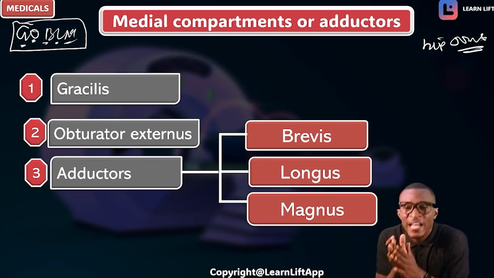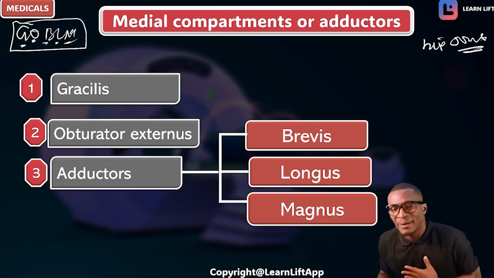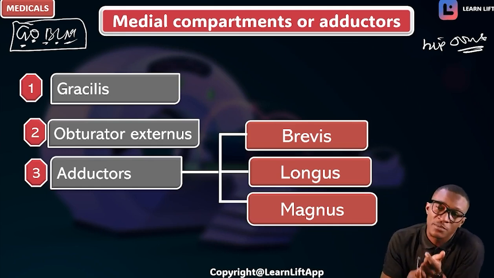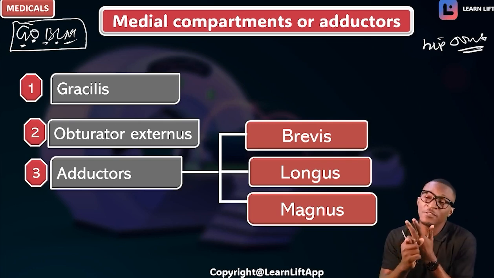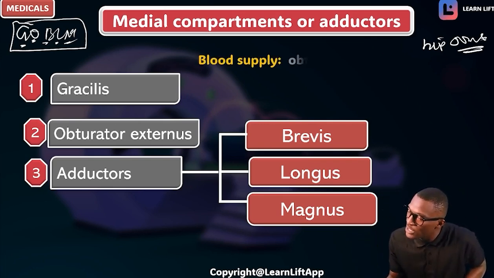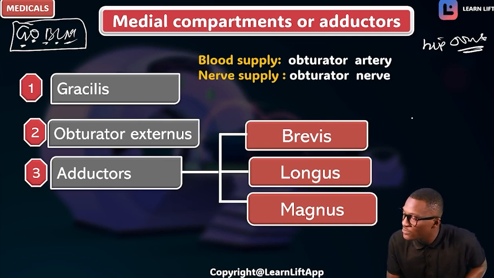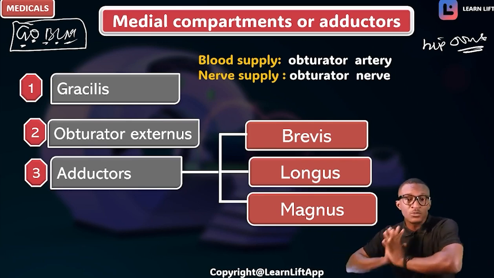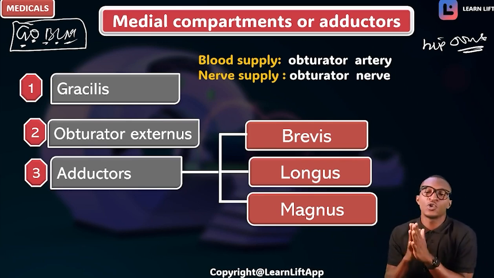Now, take note that everything about the medial compartment is obturator. The artery is the obturator artery, which is a branch from your internal iliac artery. The nerve is the obturator nerve, which is a branch from your lumbar plexus. So blood supply is the obturator artery, nerve supply is the obturator nerve, just the way the anterior compartment is everything femoral. Everything about the medial compartment is obturator.